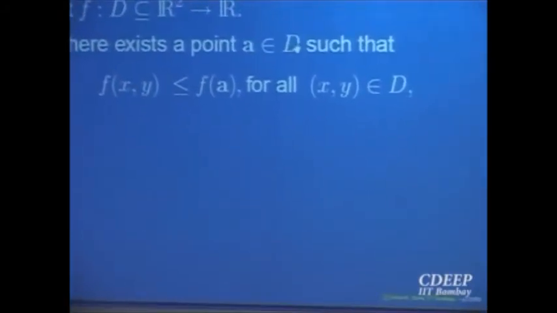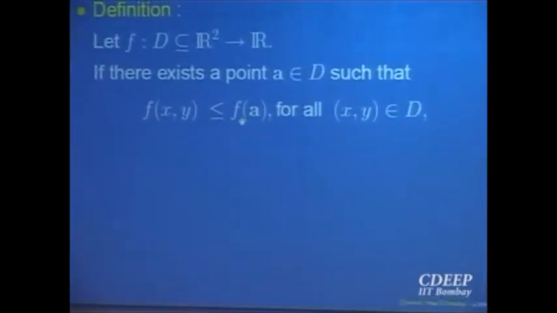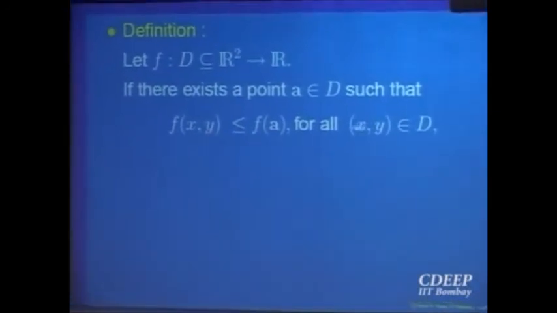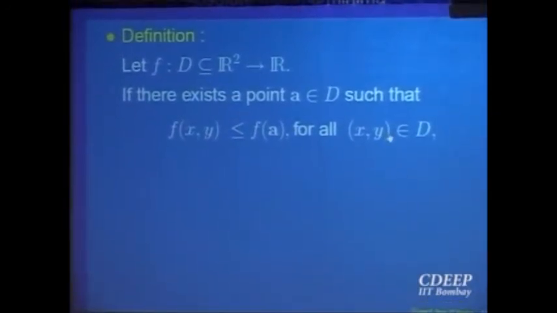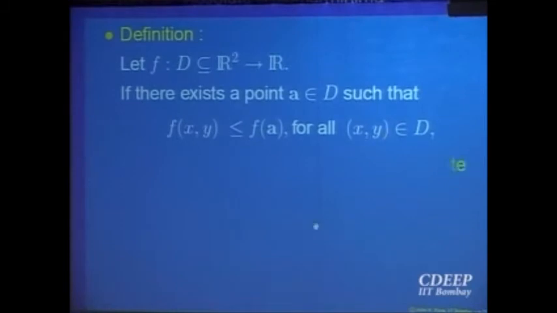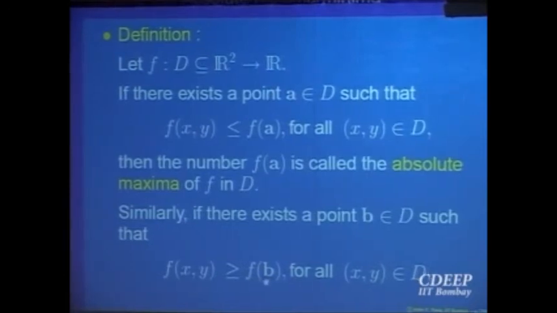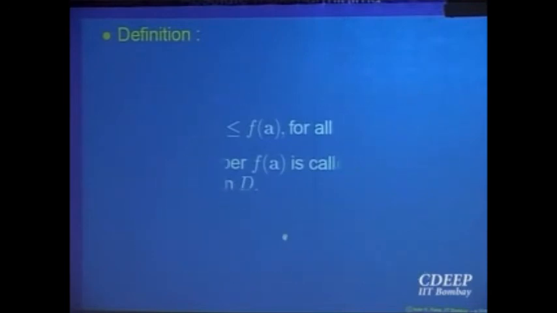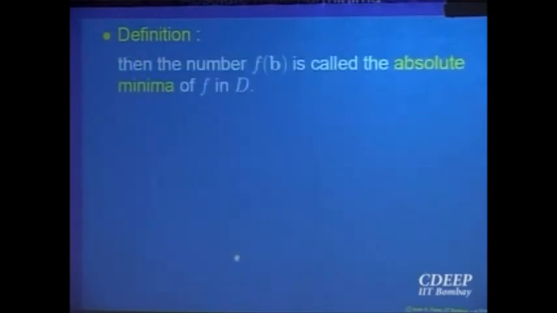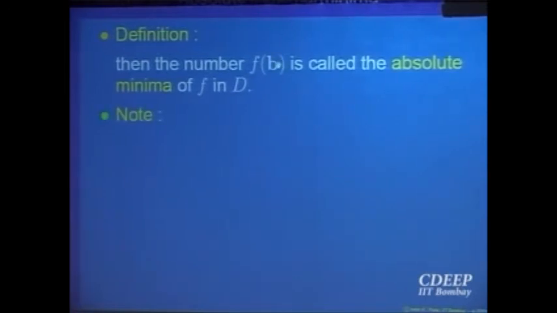So let us define what are called absolute maximum and absolute minimum. A point A in the domain is called an absolute maximum if f of A is bigger than f of x, y for all points x, y in the domain. Now it is all absolute, right? Local means in a neighborhood. And similarly, if f of x, y is bigger than f of b, then the point b is called an absolute minimum for the function. Okay? The value f of b is called the absolute minimum for the function.